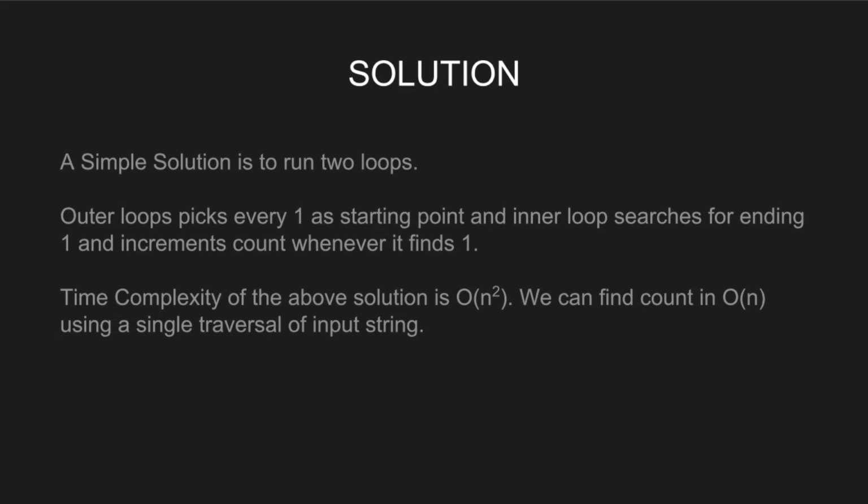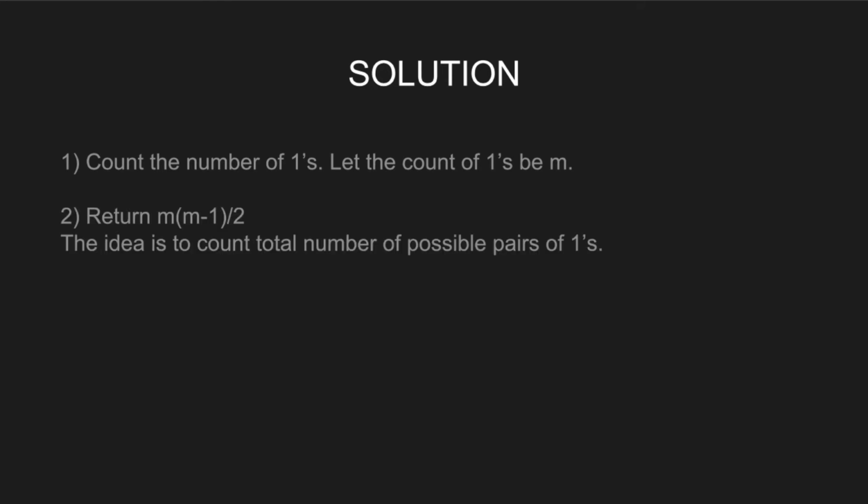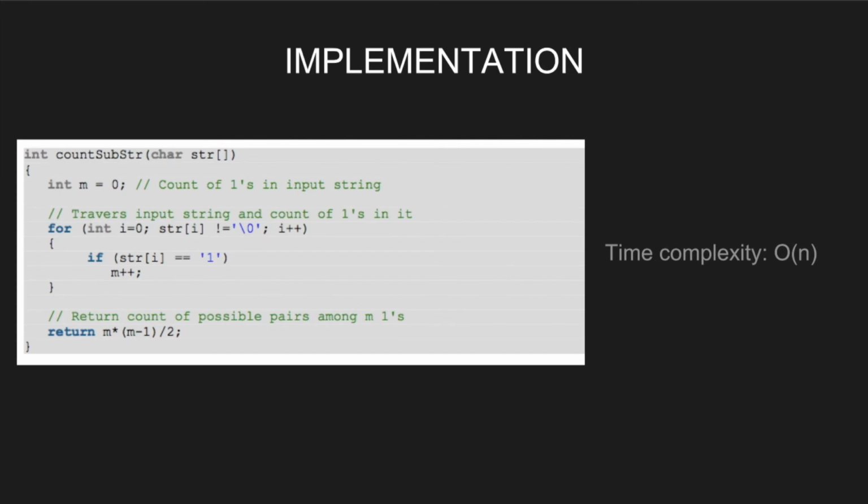We can solve it in O(n) using a single traversal of the input string. Find the count of the number of 1s. Let the count of 1s be m. Then return m * (m - 1) / 2, as the idea is to count the total number of possible pairs of 1s. Now let's have a look at the implementation.